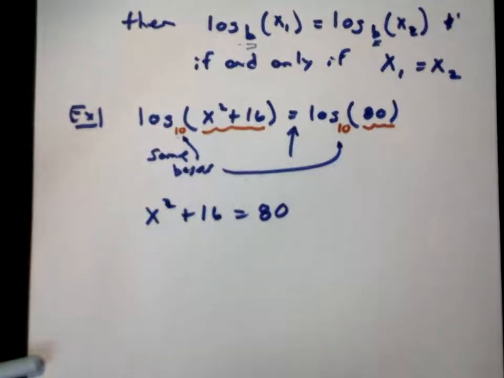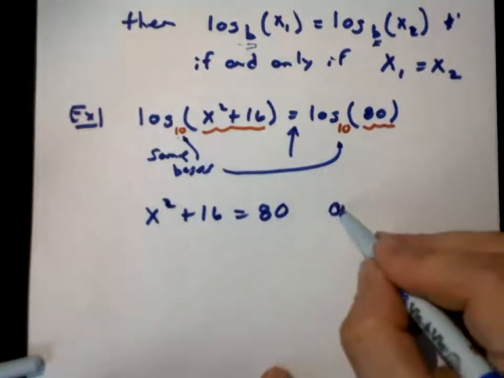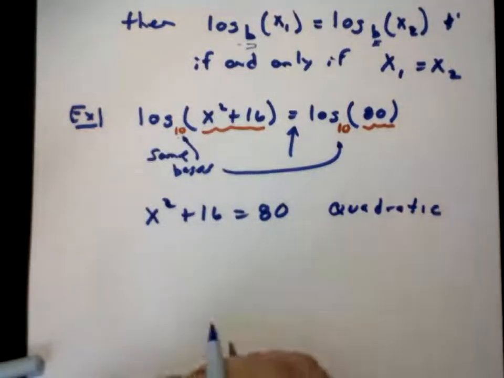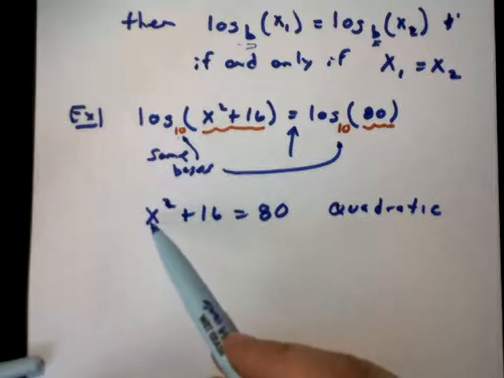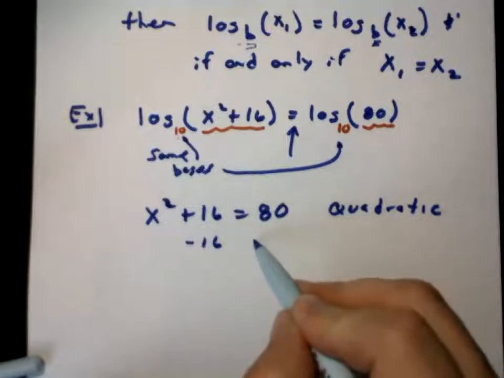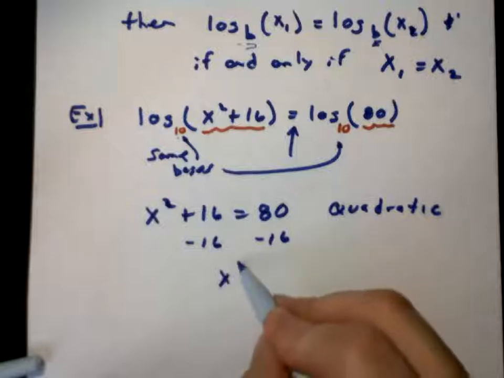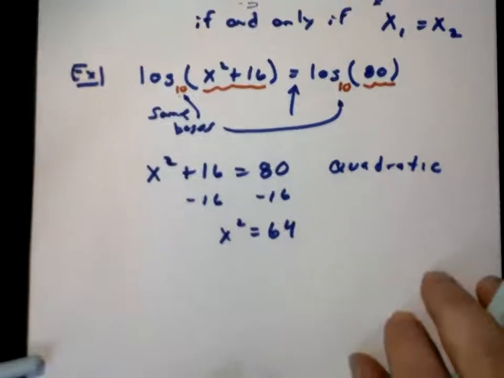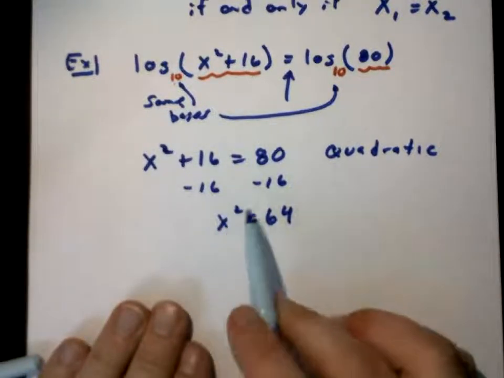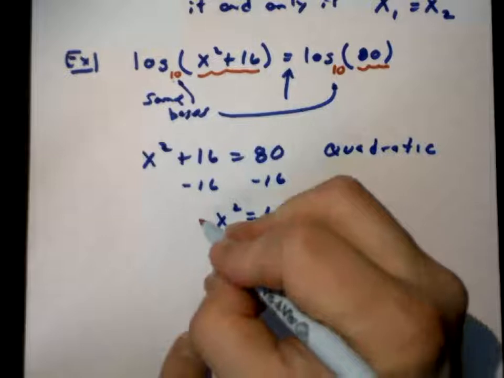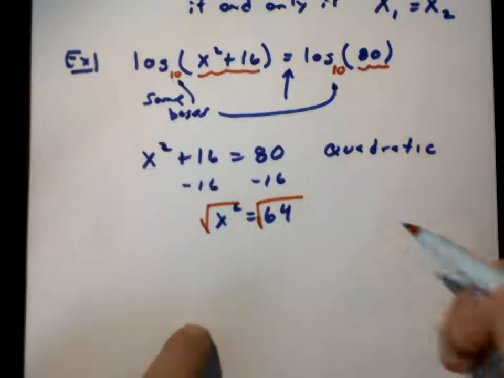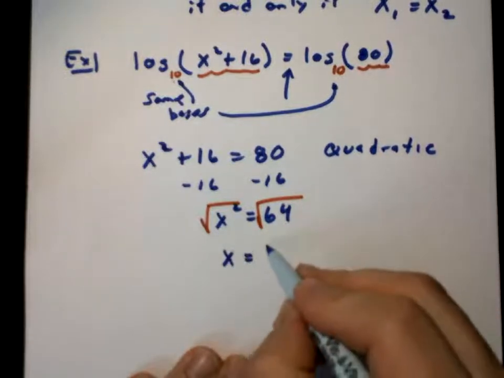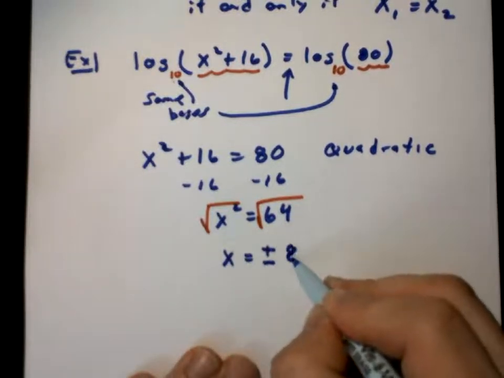Now, this is pretty much just review. This is just a quadratic. Now, you have these methods. Do you have to move everything equal to 0? No, you're going to have x squared. So why don't we subtract 16 from both sides and move this x squared a little bit closer? 80 minus 16 is 64. Now, if you remember how to undo a square, you're going to take the square root of both sides. That's going to give you x equals, remember, plus or minus 8.